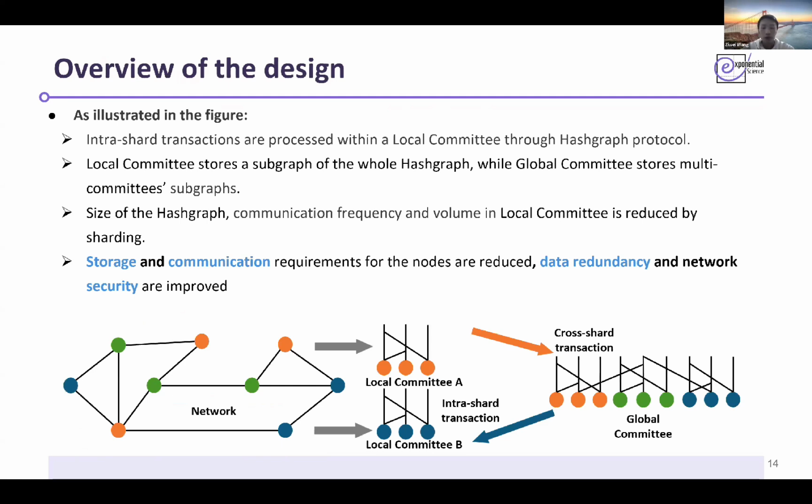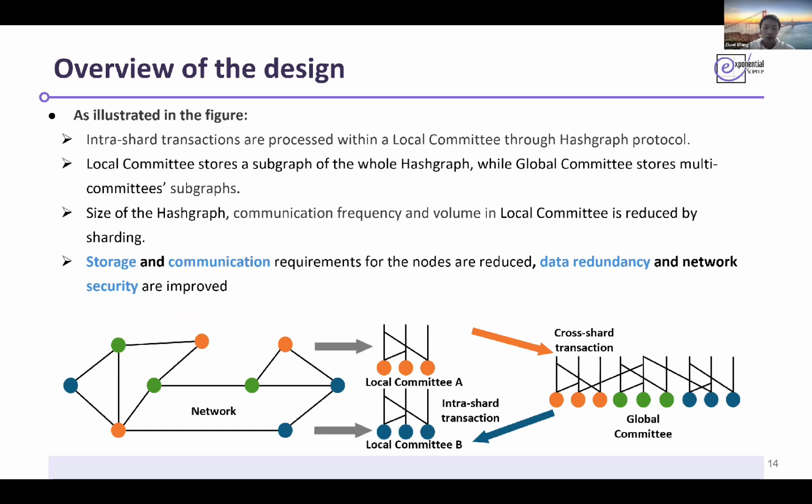Next, I will explain more of the design details. This diagram provides an overview of the design, including the setup of the local committees and the global committee, as well as how intra-shard transactions and cross-shard transactions are handled. In the diagram, the orange nodes represent local committee A, and the green nodes represent the global committee. Both the local committees and the global committee run the hashgraph protocol.